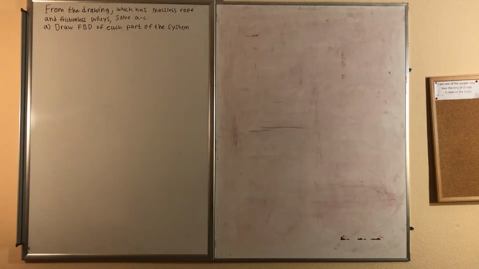Today is going to be about more force and tension in a system. Let's jump into reading the question. From the drawing, which has massless rope and a frictionless pulley, solve parts A through C. A. Draw an FBD of each part of the system. B. Find the acceleration of A sub 2. C. Find the tension of T sub 1, T sub 2, T sub 3, and T sub 4 in the rope. Let's draw the picture needed.